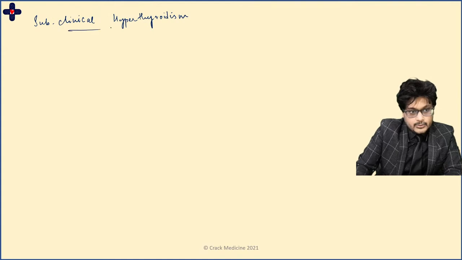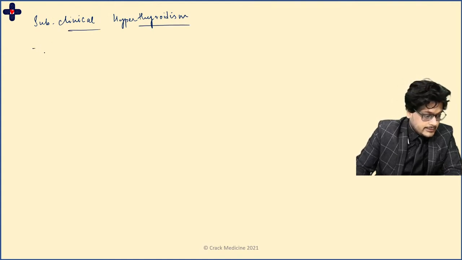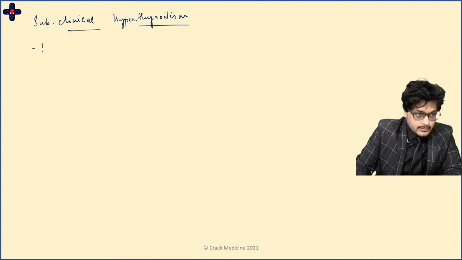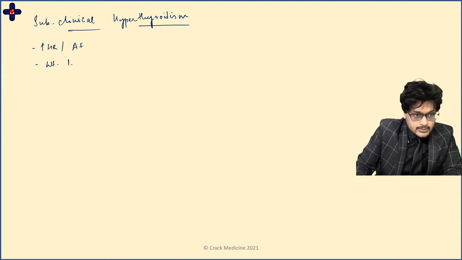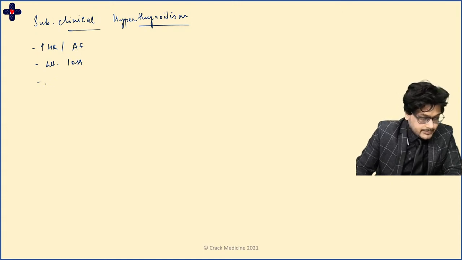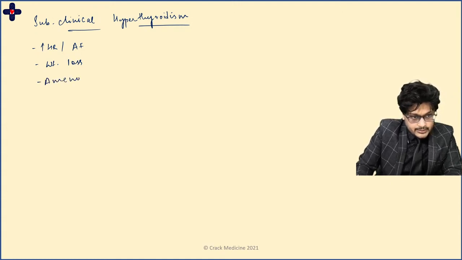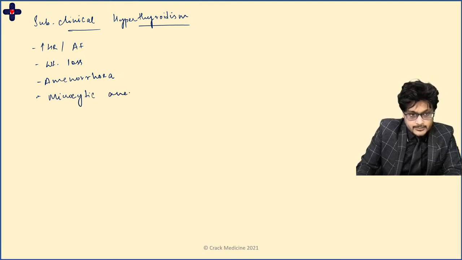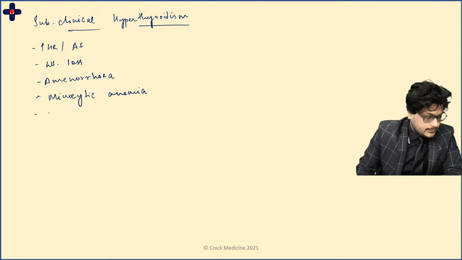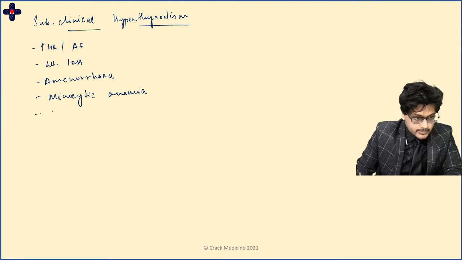Hyper is going up, so it basically increases everything: your heart rate, weight loss, so you get increased tachycardia. And you even get AF. You can get arrhythmias, but you can get AF. There'll be weight loss. It increases everything except it causes amenorrhea, not menorrhagia. Menorrhagia will be caused in the case of hypothyroidism. So those options are exactly of hypothyroid picture: microcytic anemia and proximal myopathy, most importantly osteoporosis.